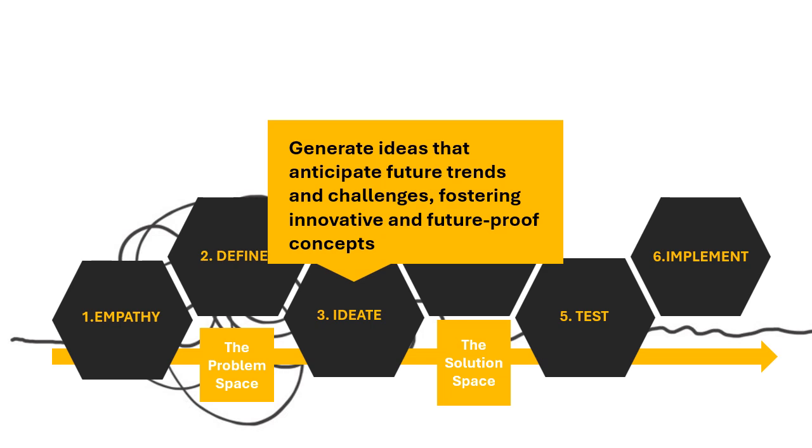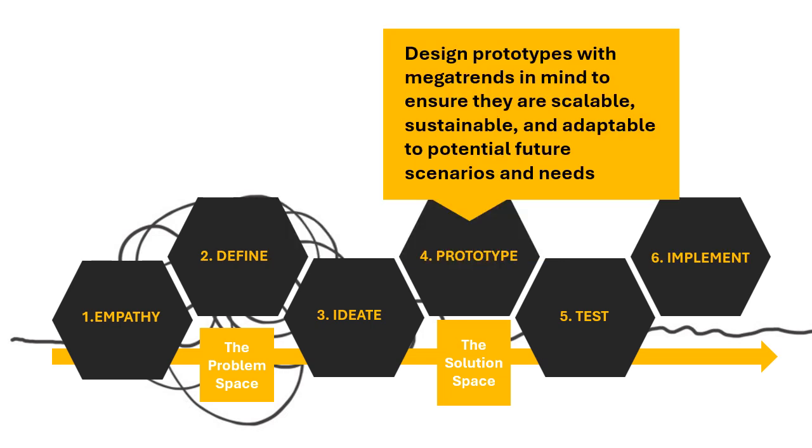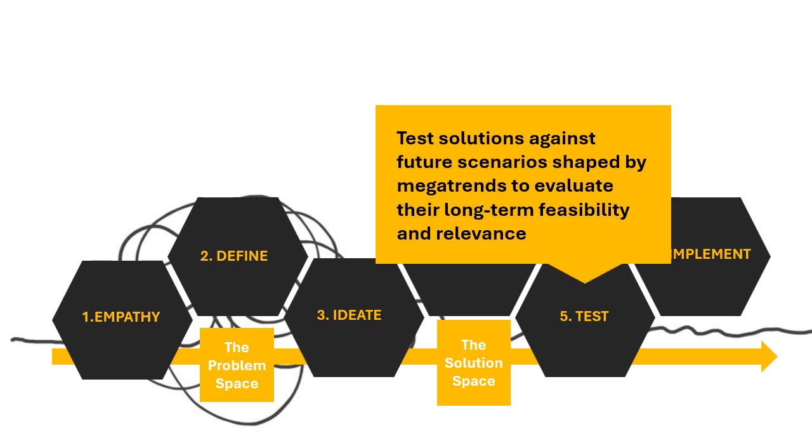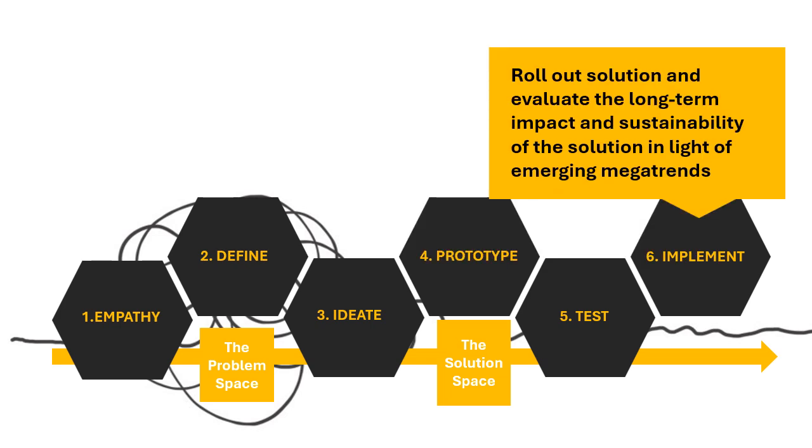In the ideation phase, we can generate ideas that anticipate future needs and challenges. We can design prototypes with megatrends in mind to ensure that they are scalable, sustainable, and adaptable to potential future scenarios and needs. We can test solutions against future scenarios shaped by megatrends to evaluate their long-term feasibility and relevance. And finally, we can roll out the solution and evaluate the long-term impact and sustainability of the solution in light of emerging megatrends.